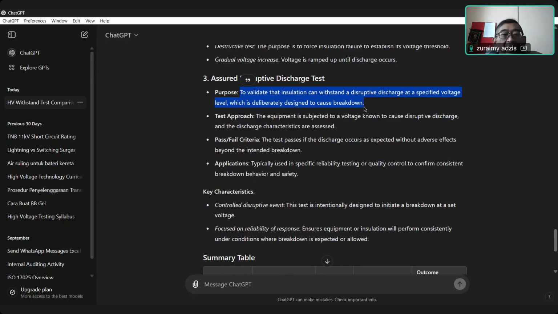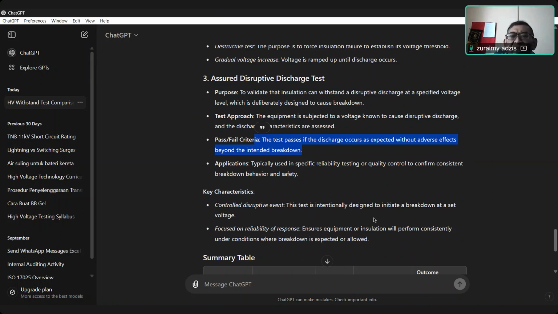Test approach: the equipment is subjected to a voltage known to cause disruptive discharges, and the discharge characteristics are assessed. The pass-fail criteria: the test passes if the discharge occurs as expected without adverse effects beyond the intended breakdown, which means it doesn't break down much earlier. Applications: used in reliability testing or quality control to confirm consistent breakdown behavior and safety. The key characteristic: controlled disruptive event.